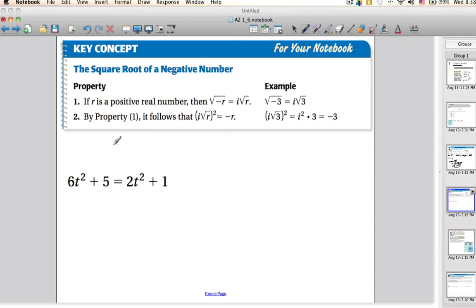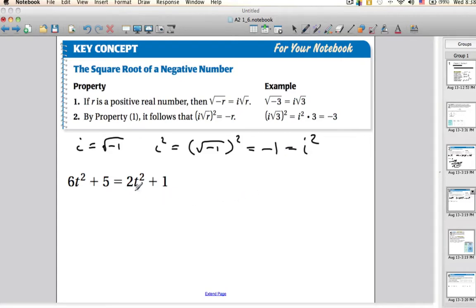So another item on this is that if i is equal to the square root of negative 1, then i squared would be equal to the square root of negative 1 squared. Well, anytime I square a square root, the result is the radicand, and in this case the radicand is negative 1. So i squared, this is another interesting idea, is equal to negative 1. So i, the imaginary unit, is the only thing that you can square and get a negative result.